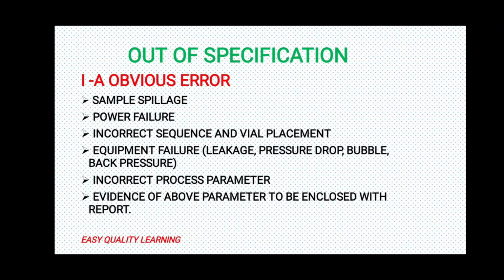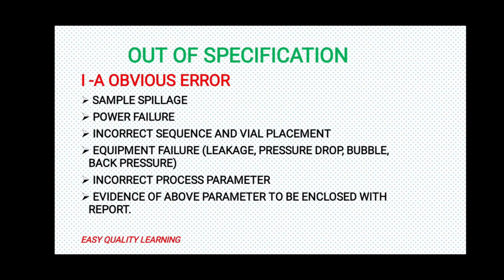First, we will discuss 1A, obvious error. So, what can be the obvious error? It can be sample spillage, power failure, incorrect sequence and vial placement, or equipment failure. In equipment failure, leakage can be there, pressure drop can be there, bubble formation can be there, and back pressure can be there. These are the types of equipment failure, and this is not limited to these. There can be some more also.